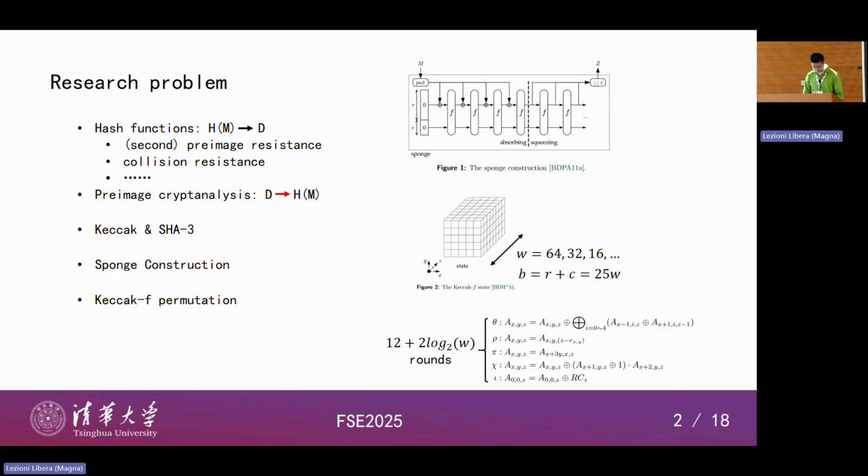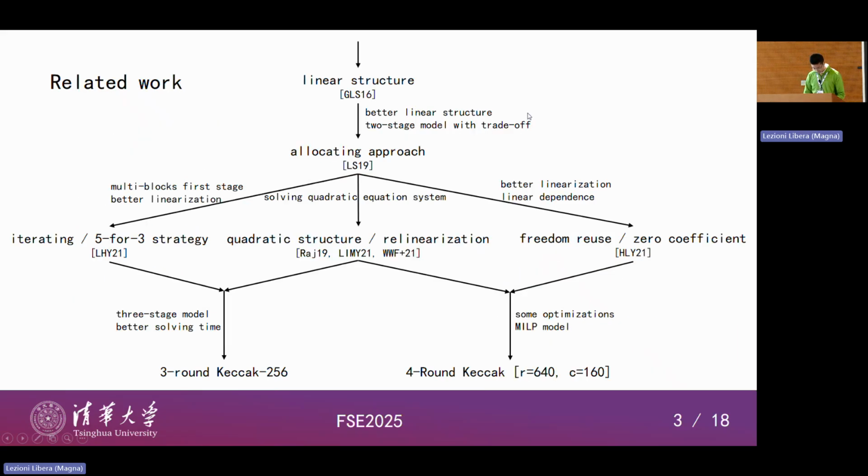Keccak, which was chosen as the secure hash algorithm standard, is an important hash function. It uses the sponge construction where the Keccak-f permutation operates on a state of b bits. And it consists of several rounds, where the round function has these 5 steps. These are the relations of the main related work. In the following, we will review these works, which are related to our attacks.